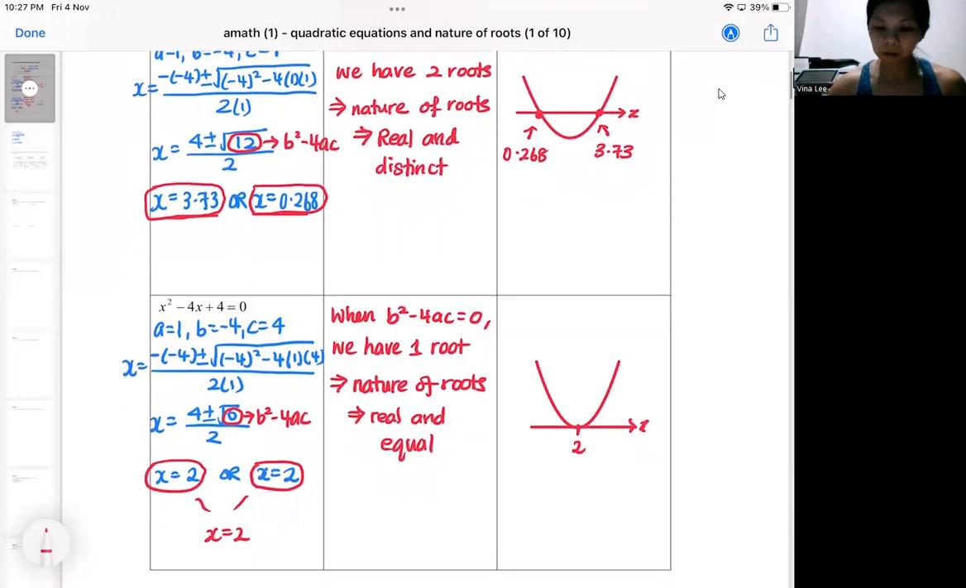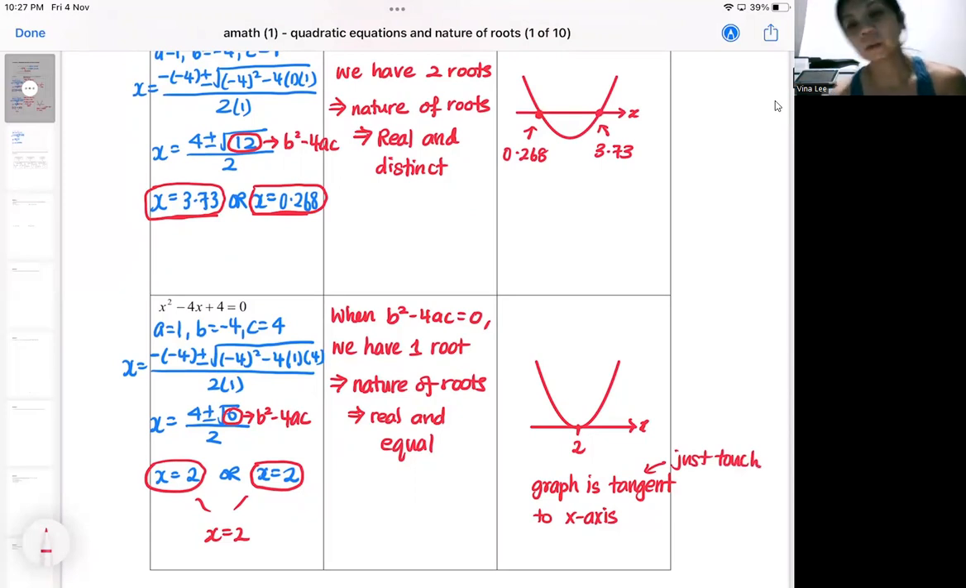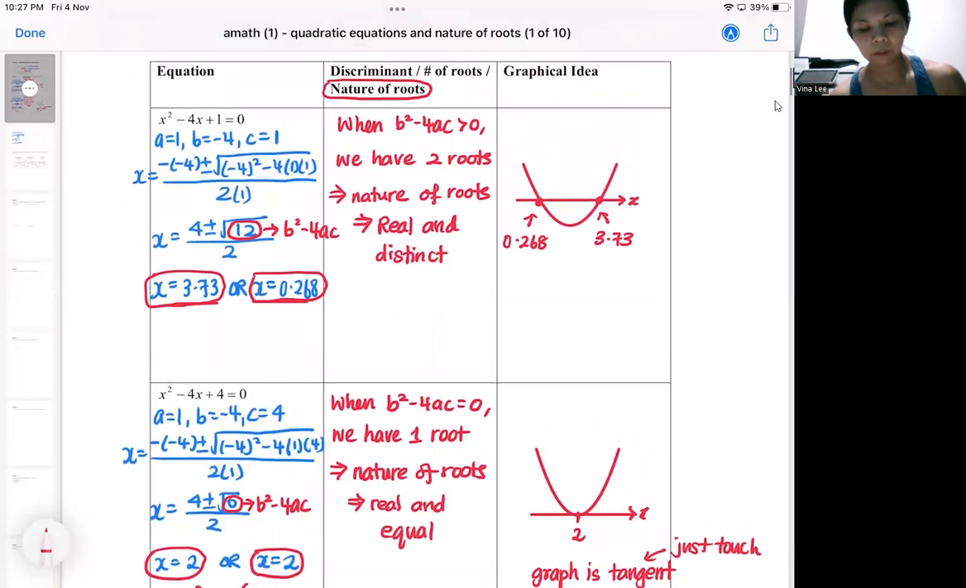In fact, later on you're going to learn a certain word. In this case, we will say that the graph is tangent to the x-axis. The idea of tangent is you are just touching. When you touch, that means it's equivalent to one root. Later on we'll come to this wording in the further theory of this. So far we deduce from the value of the discriminant the number of roots, and we got the particular words to describe the nature of roots.